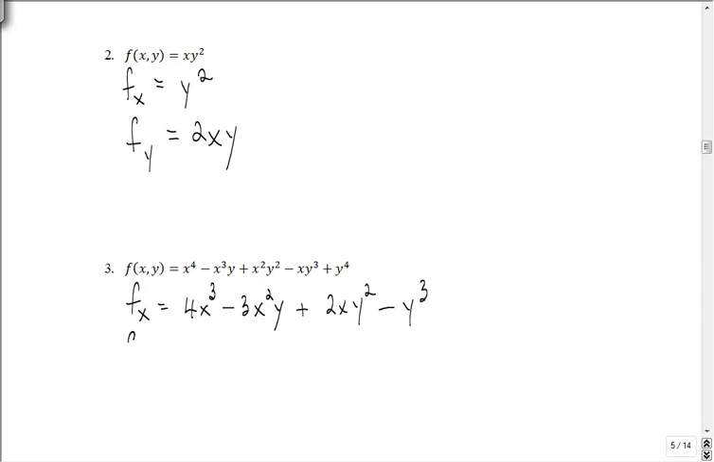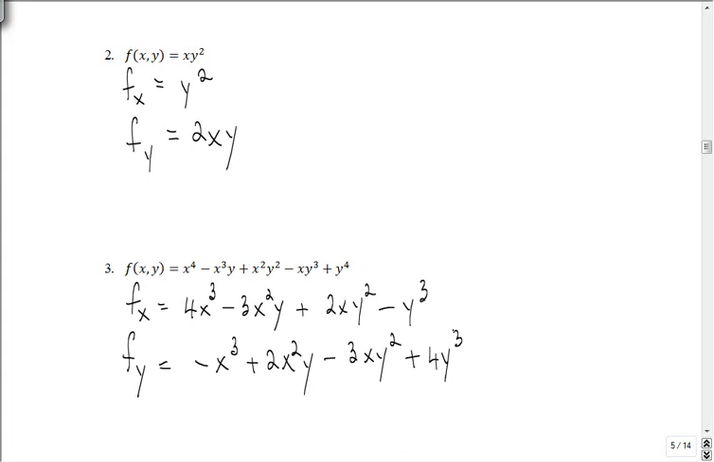Next one. Partial of f with respect to y means all your x's are now going to be constant. Differentiate the first term, what do you get? 0. Good. Next term. Minus x cubed only. The next term with respect to y, plus 2x squared y. The next term with respect to y, minus 3xy squared. The last one with respect to y, plus 4y cubed. Excellent.